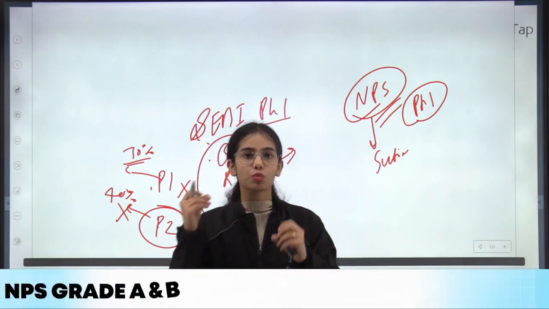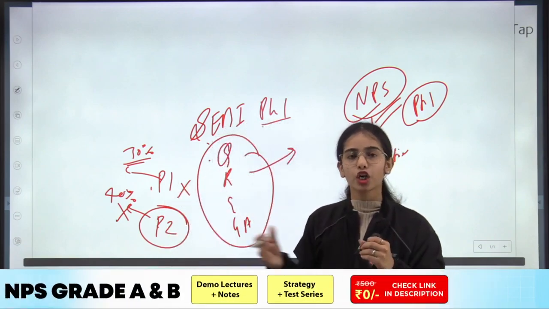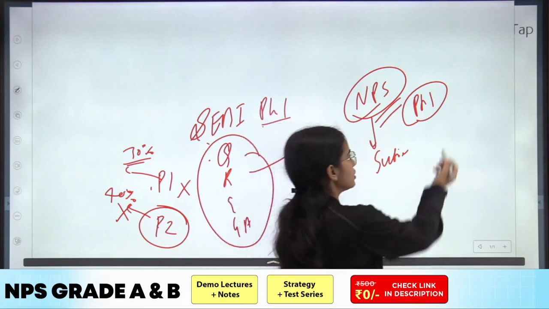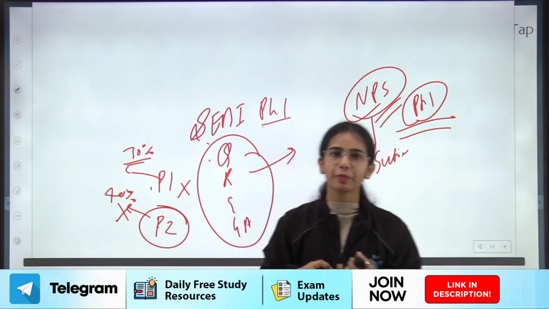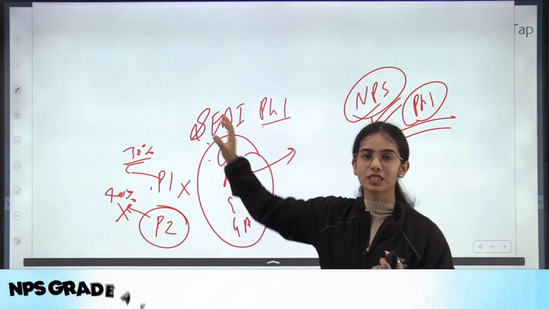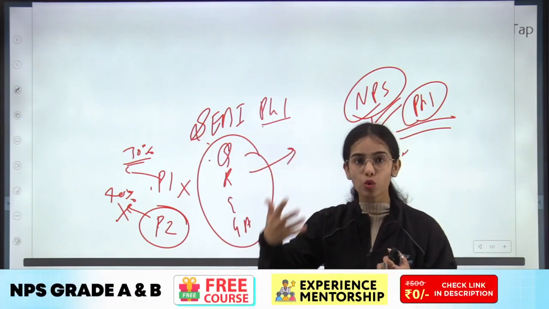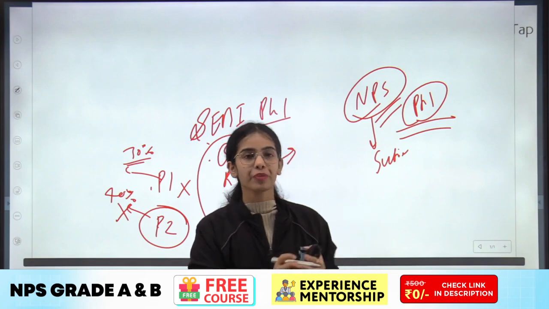So you have to focus more on quant, reasoning, English, GA to clear phase 1, okay. So this is also something different. You might be preparing quant, reasoning, English and GA for SEBI, but you have to focus more now for the NPS, okay. So this is the idea.